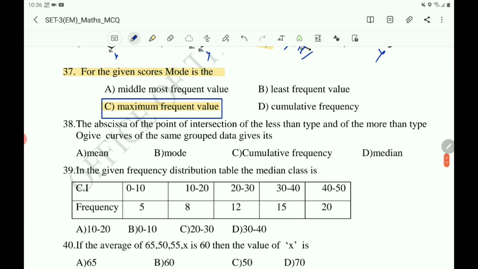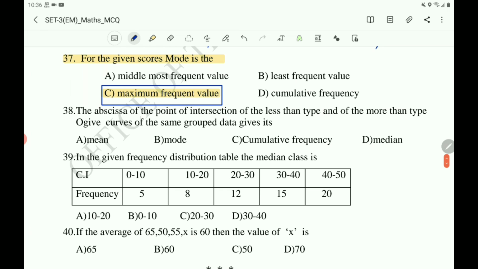Then you take the question number 38. The abscissa of the point of intersection of the less than type and of the more than type ogive curves of the same group of data gives its median. Median can be found by finding the abscissa of the point of intersection of both less than type ogive and more than type ogive. So option D is the answer. Note down the answer, option D.